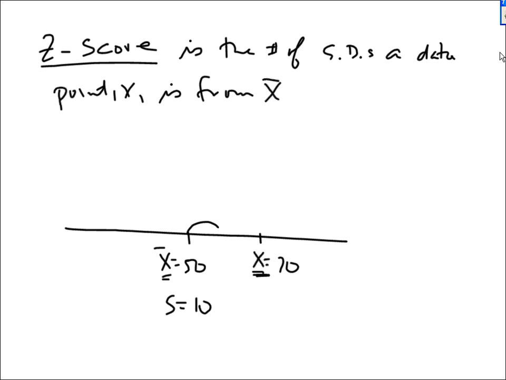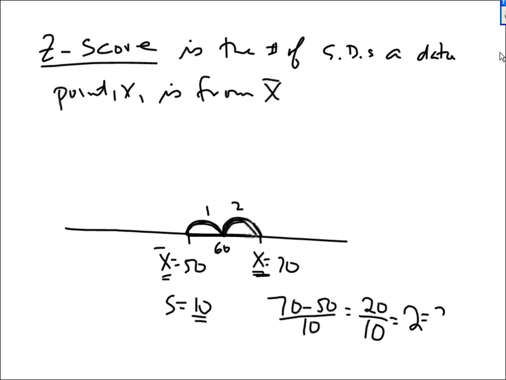Well, 50. You go 10, that brings you to 60. I'm going 10 because that's the standard deviation. And you go another 10, you get to 70. So the answer is 2. Well, an easier way of doing it is to find the distance, which is 20, and then divide by 10. Why was the answer 2? Because there were 2 tens in 20. You take 20, divide it by 10, you'll get 2, which is the z-score.